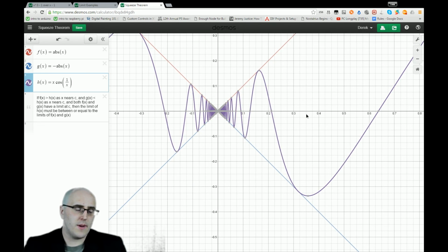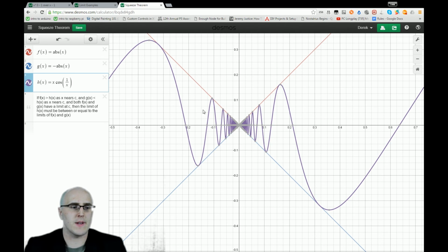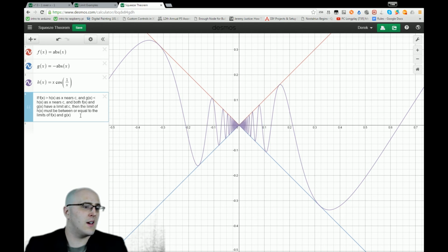The squeeze theorem is incredibly useful, but it's always done differently, so it's important to get the conceptual understanding of this. I've put it in English, as best as I thought it could be phrased, right here. If f of x is greater than h of x as x nears c, and g of x is less than h of x as x nears c, and both f of x and g of x have a limit at c, then the limit of h of x must be between or equal to the limits of f of x and g of x.